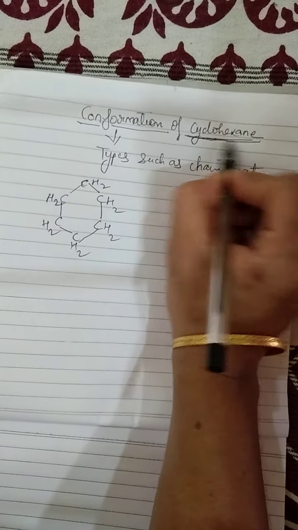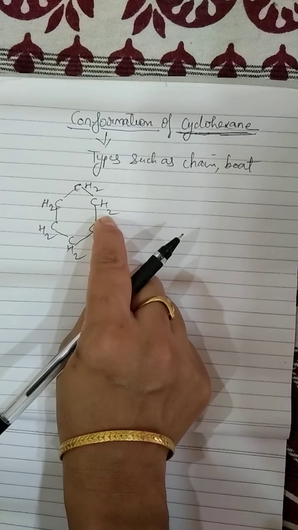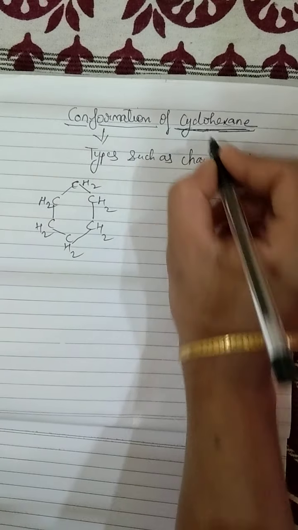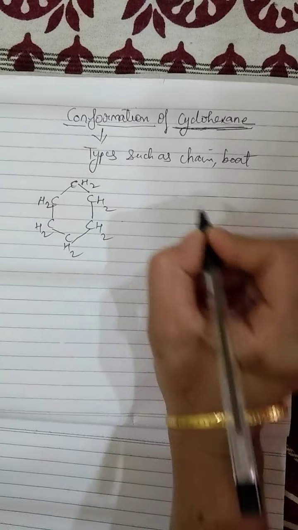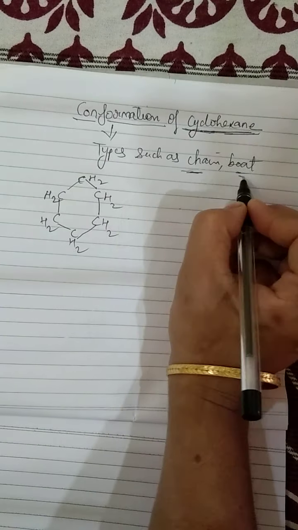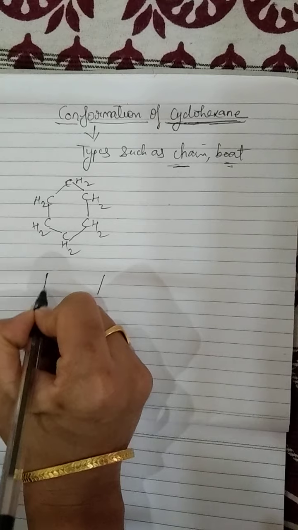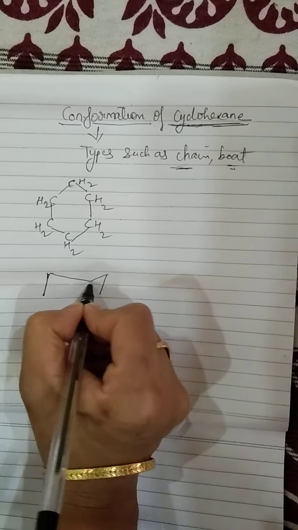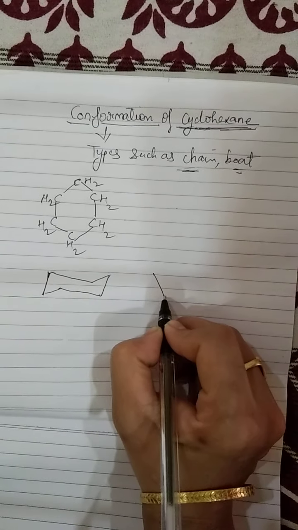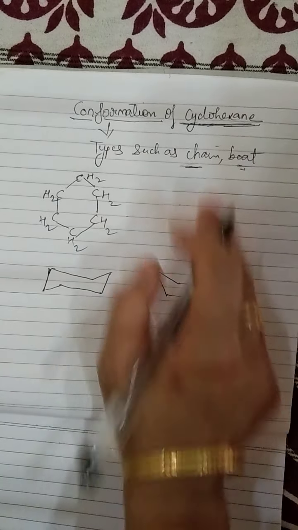But the main structure of cyclohexane is not like this. Why? That I will tell you. Cyclohexane has a structure like chair and boat form. This is the real structure of cyclohexane, this one and this one.